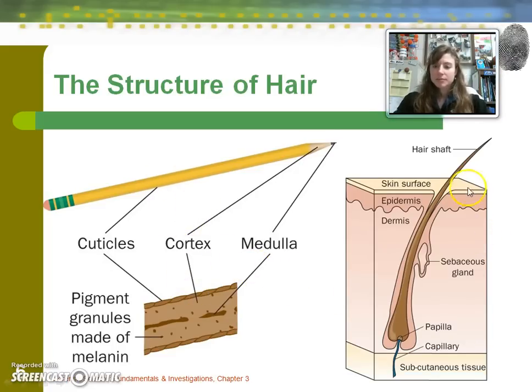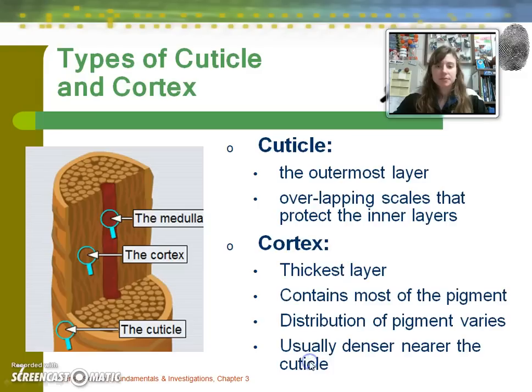Within the skin cross-section, you see that the hair follicle actually begins deep down into the dermal layer. So the skin surface is here, the epidermis is just under that, that's the outermost layer of skin. The dermis is under that, and that includes the pore which the hair exits through. The hair is also often joined to a sebaceous or oil sweat gland. The papilla of the hair connects with a capillary, which is the source of nutrients for the hair, and then the subcutaneous tissue is where the capillary extends into.